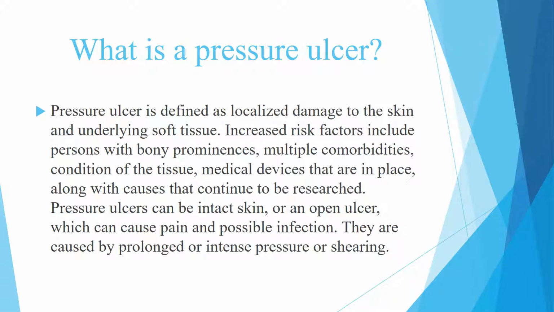Pressure. A pressure ulcer is defined as localized damage to the skin and underlying soft tissue. Increased risk factors include persons with bony prominences, multiple comorbidities, condition of the tissue, medical devices that are in place, along with causes that continue to be researched. Pressure ulcers can be intact or an open ulcer, which can cause pain and possible infection. They are caused by prolonged or intense pressure or shearing.